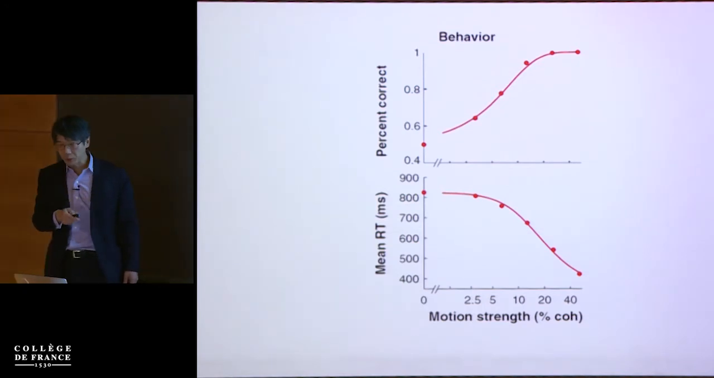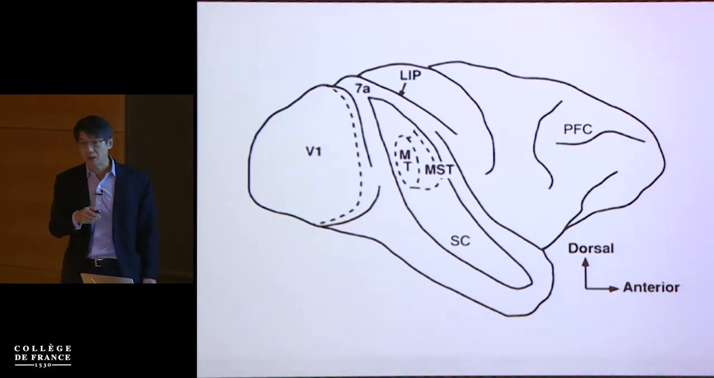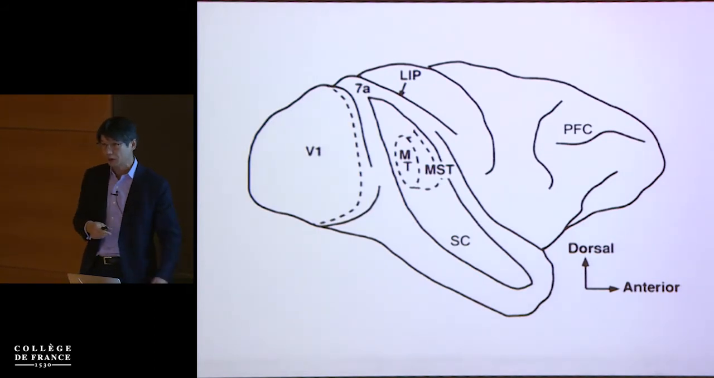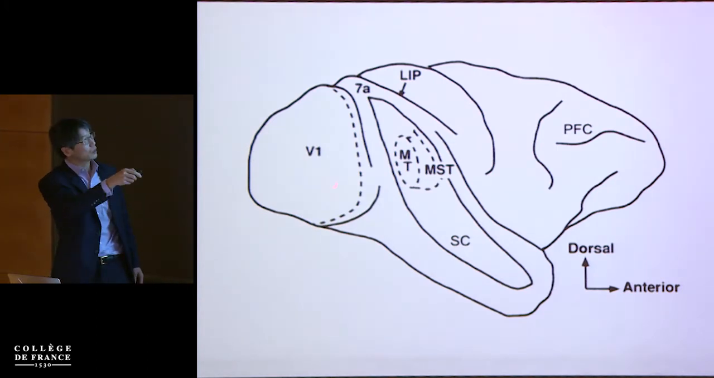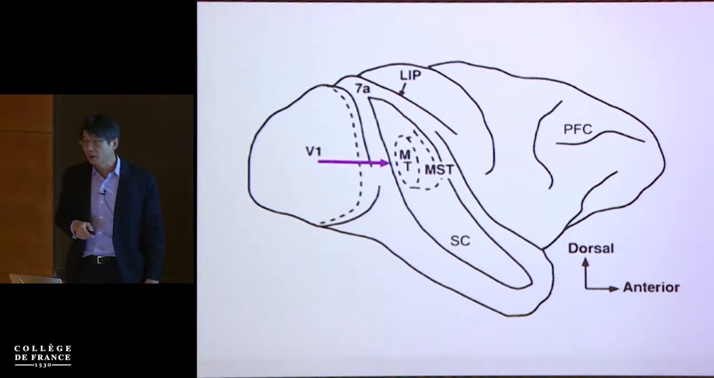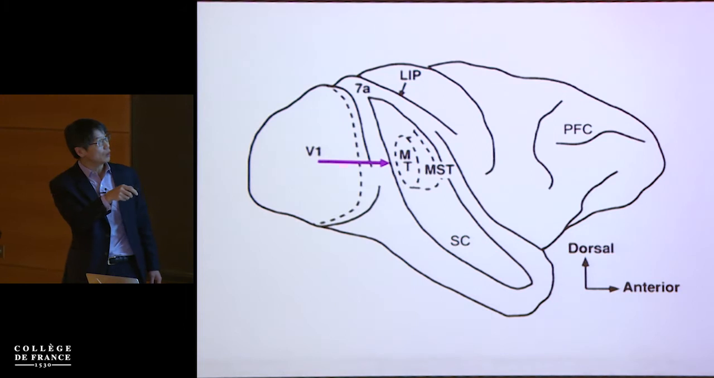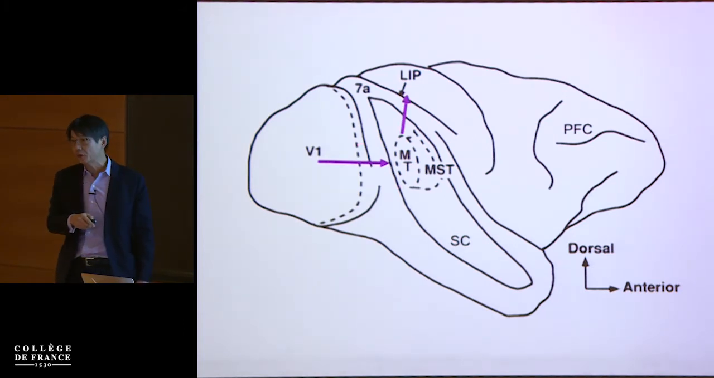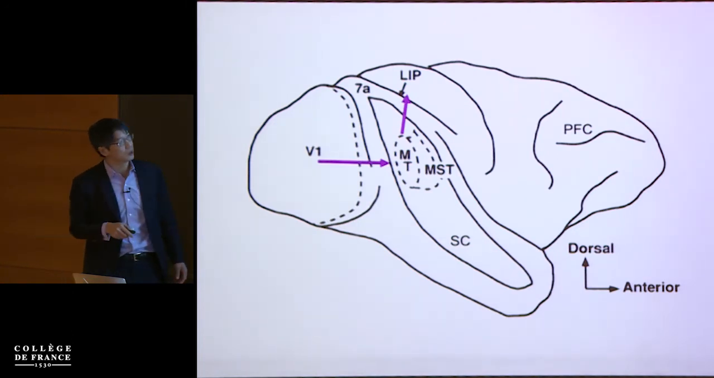So when the monkey performed this task, they recorded from single neurons in areas that are important for this decision computation. For example, the visual stimulus arrives in the cerebral cortex in V1, which projects to this specialized area called MT, which is dedicated to processing visual motion stimuli. You can view V1 or MT as sensory areas, which in turn project to part of the posterior parietal cortex called LIP, or prefrontal cortex by virtue of MST.